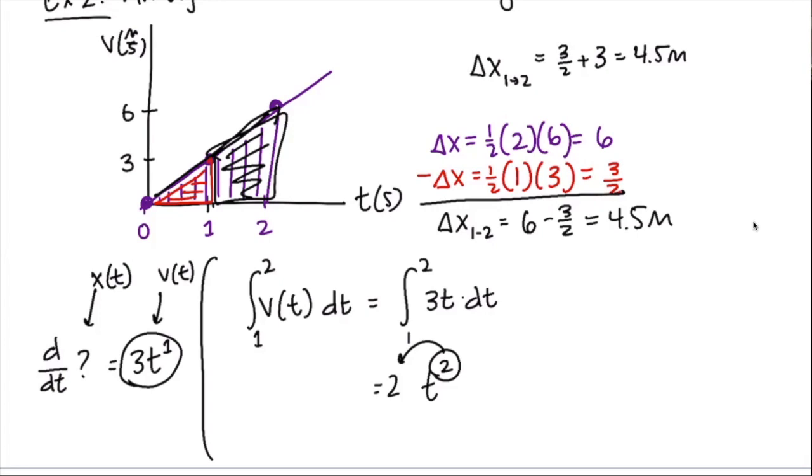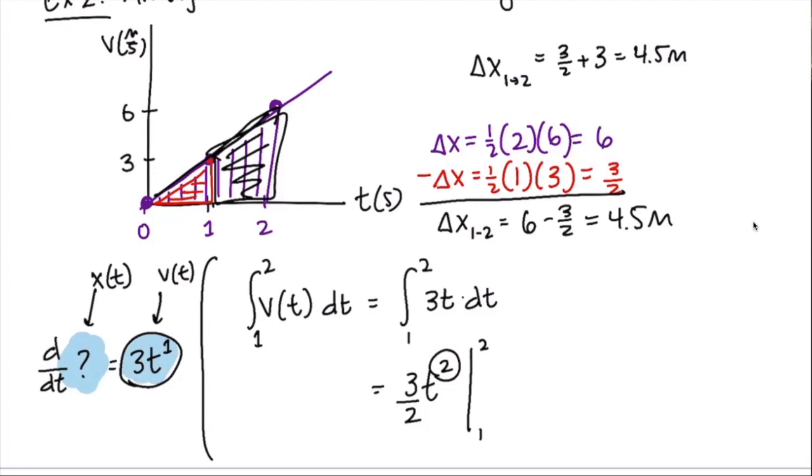So to undo that, instead of multiplying by 2, I would divide by 2. One more time, let's double check that this works. This is what I have right now, and in a minute I'm going to show you how to evaluate that from time 1 to time 2. But essentially what we did here was ask, what function would I have to take the derivative of to get 3t to the first?